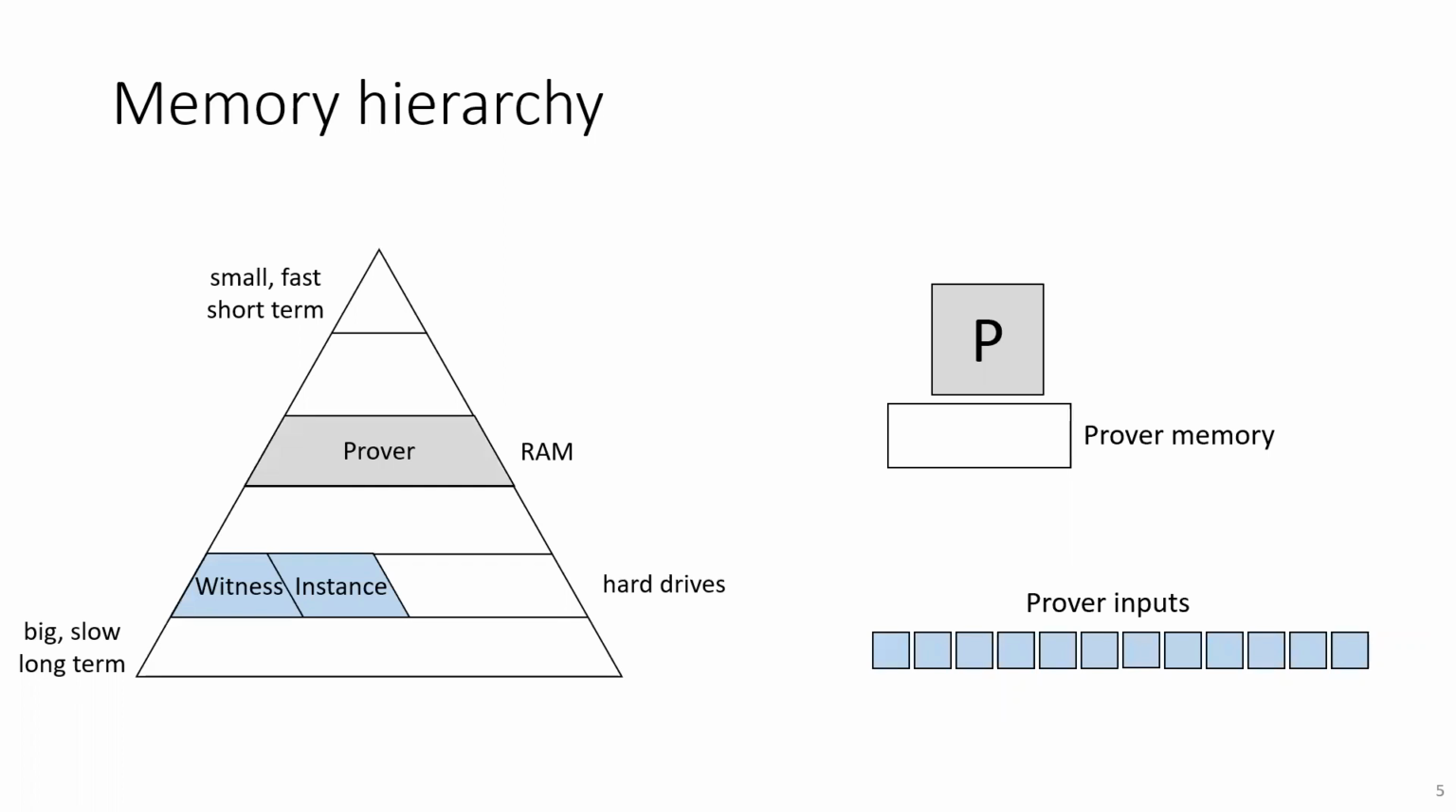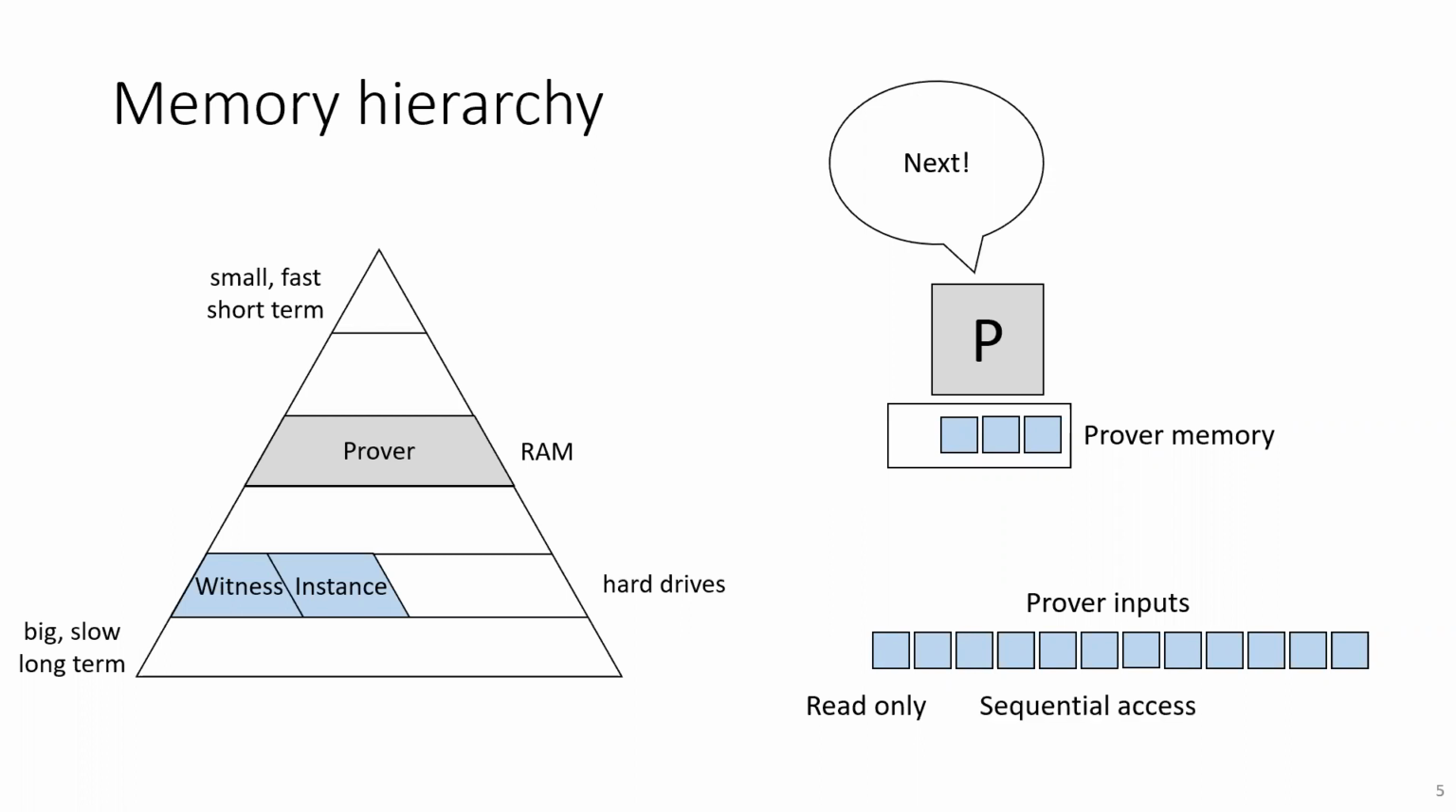So the idea behind streaming provers is that you can have the witness and instance live in a big slow memory location like a hard drive, and have the prover and their working memory run entirely in RAM. To make the most efficient possible use of this slow memory, we have the prover say next whenever they want another piece of their input, and keep requesting subsequent elements. We let the prover make read-only access to all of their inputs in sequential order, and we can allow multiple passes over the prover's inputs. If the prover's inputs are of length n, say the number of gates in the circuit, then we can allow a logarithmic amount of memory and a logarithmic number of passes over the prover's inputs in this streaming model.